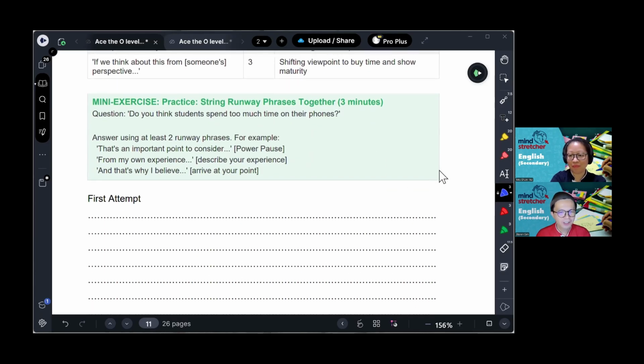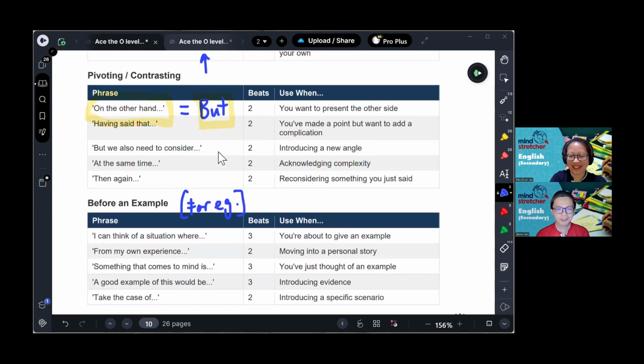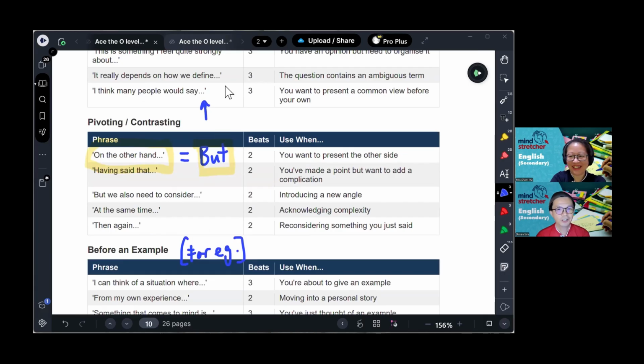And now the question is, do you think students spend too much time on their phones? Okay, type in your answer on the spot. But you need to look through the runway phrases, right? Does anybody want to attempt this live? Put up your hand and you can practice on the spot. I'll show this on the spot. And then you can just choose and read off.